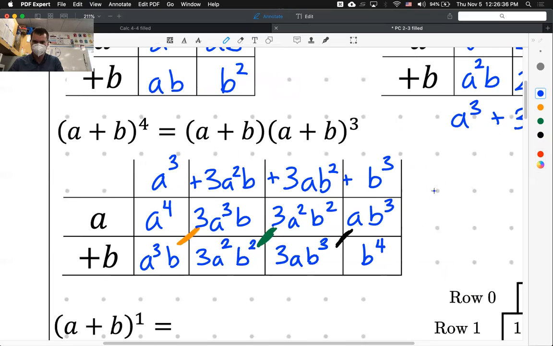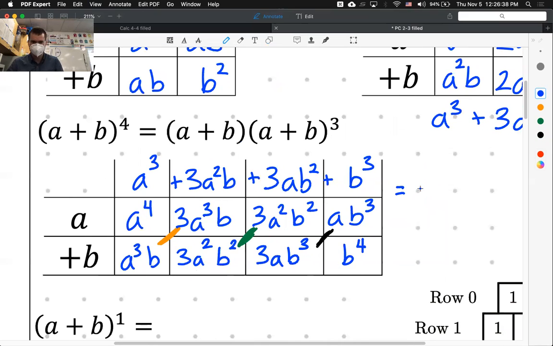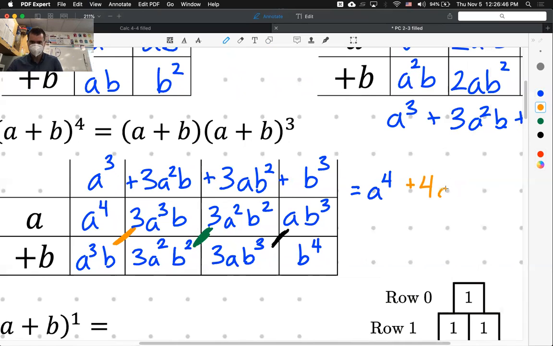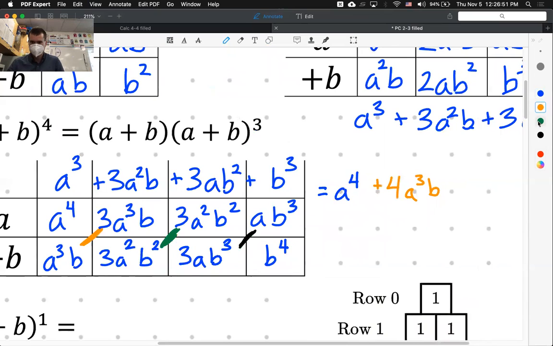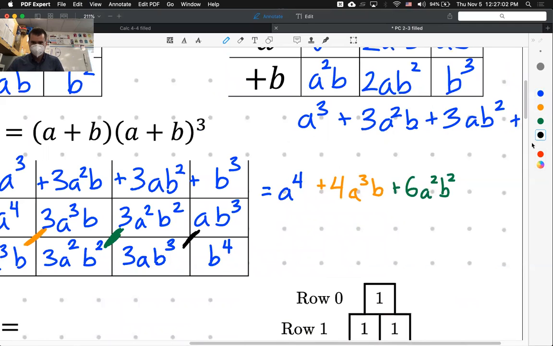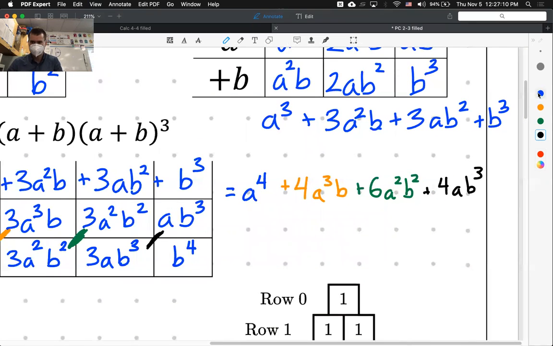So if I write this all out, this answer over here is equal to a to the power of 4 plus 4 a to the power of 3b plus 6 a squared b squared plus 4 ab cubed, and then finally plus b to the 4th.